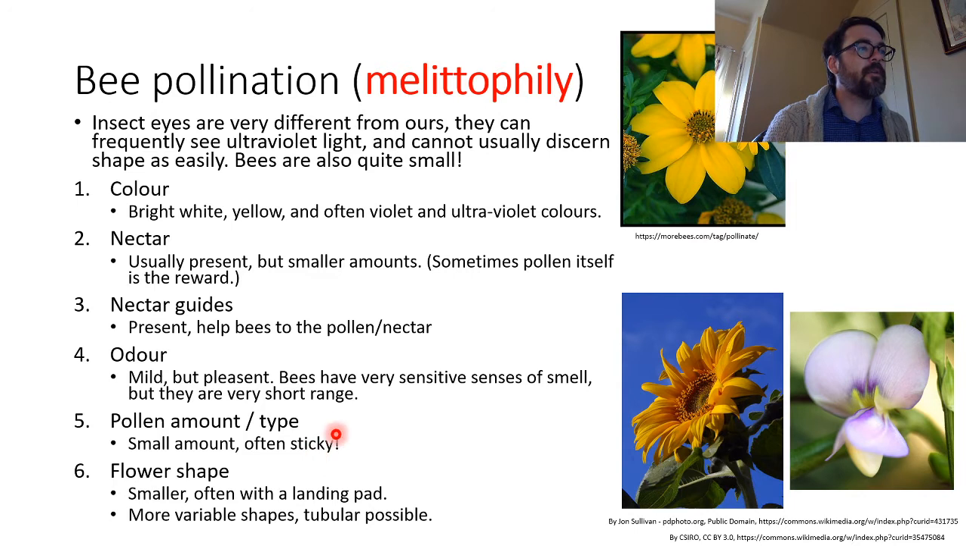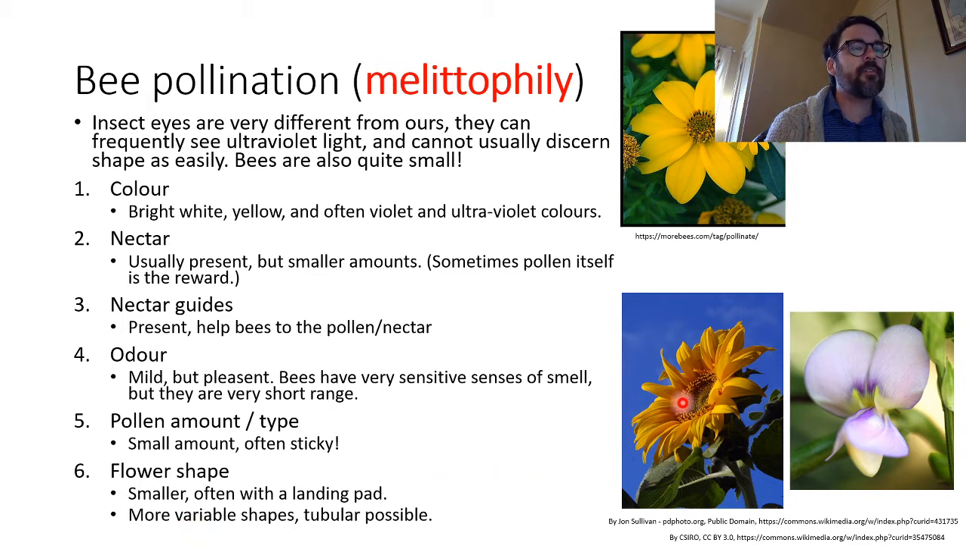You don't need as much pollen anymore because you can stick it straight on the bee, and the bee is probably going to go to another flower right away, so you can reduce the amount of pollen you make, again, thinking of costs and benefits. And then often they make sticky pollen so that it sticks to the bee.